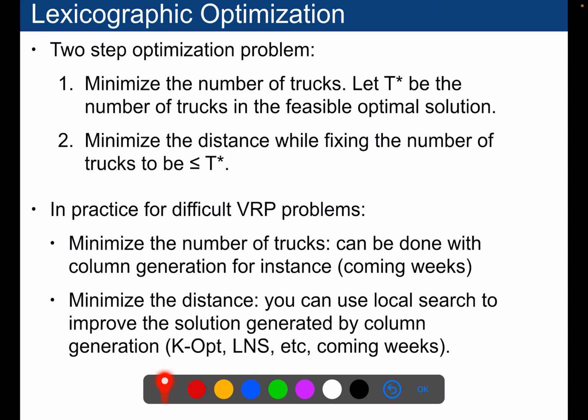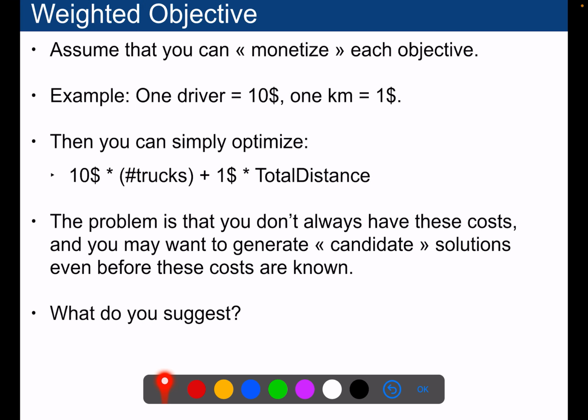In practice, for difficult vehicle routing problems, we will use two different types of algorithm for the two objectives. Minimizing the number of trucks, you can do that with column generation, for instance, that we have seen a few weeks ago. And then once you have a solution for a given number of trucks, you may minimize the total distance using local search, with k-opt, with LNS, and this kind of approach. This is lexicographic optimization.